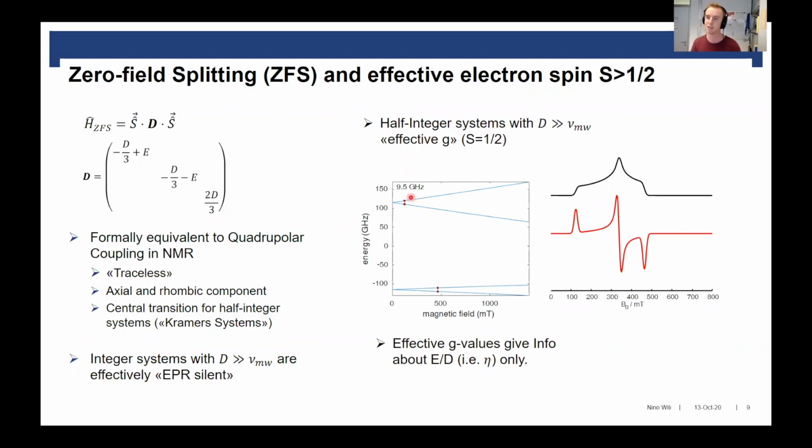So basically at zero field, you still have degenerate levels and they split up and you can actually induce transitions between the two. And then it looks like a g tensor, but the only information you have in there is basically something about E over D. So you get information about the rhombicity of the tensor, but you don't get the absolute values of the zero field splitting. But I think it's just good to know that this can happen.